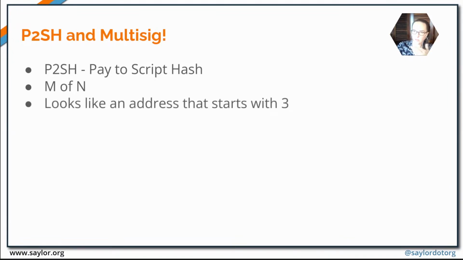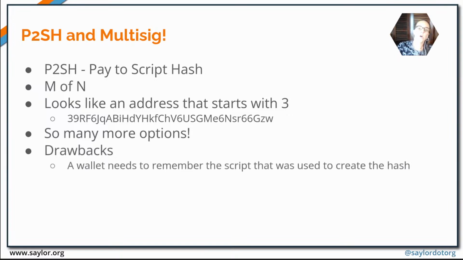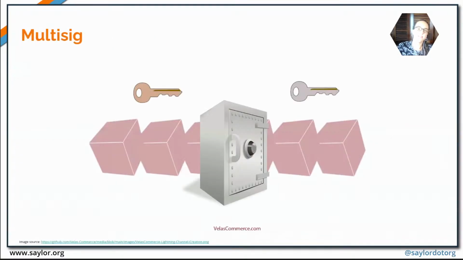Quite cool. The book dives into that. All right, looks like an address that starts with 3. It might look like this. So that's a pay to script hash address. Yeah, and as I said, you get so many more options with that. Some drawbacks: a wallet needs to remember the script that was used to create the hash. We won't dive into that, but there are benefits and drawbacks, as there are with everything in life, right?